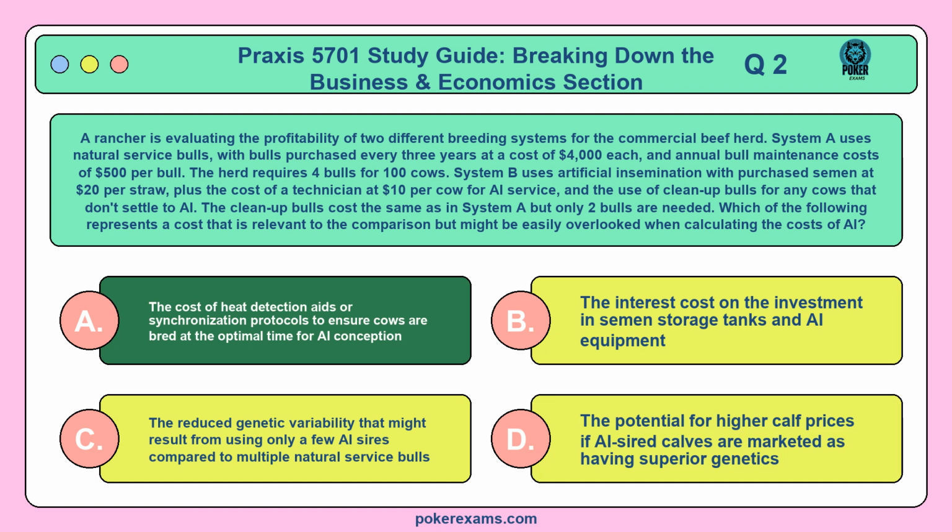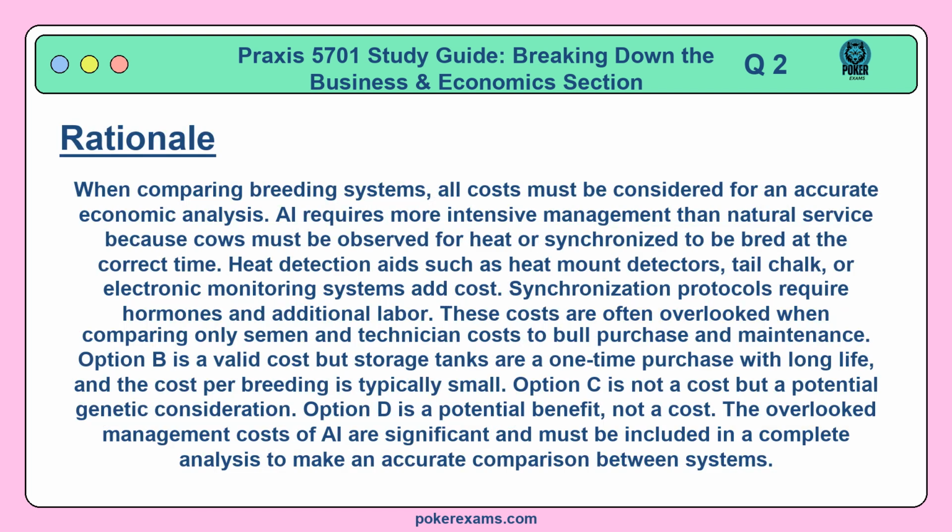The correct answer is A. When comparing breeding systems, all costs must be considered for an accurate economic analysis. AI requires more intensive management than natural service because cows must be observed for heat or synchronized to be bred at the correct time. Heat detection aids such as heat mount detectors, tail chalk, or electronic monitoring systems add cost. Synchronization protocols require hormones and additional labor. These costs are often overlooked when comparing only semen and technician costs to bull purchase and maintenance.